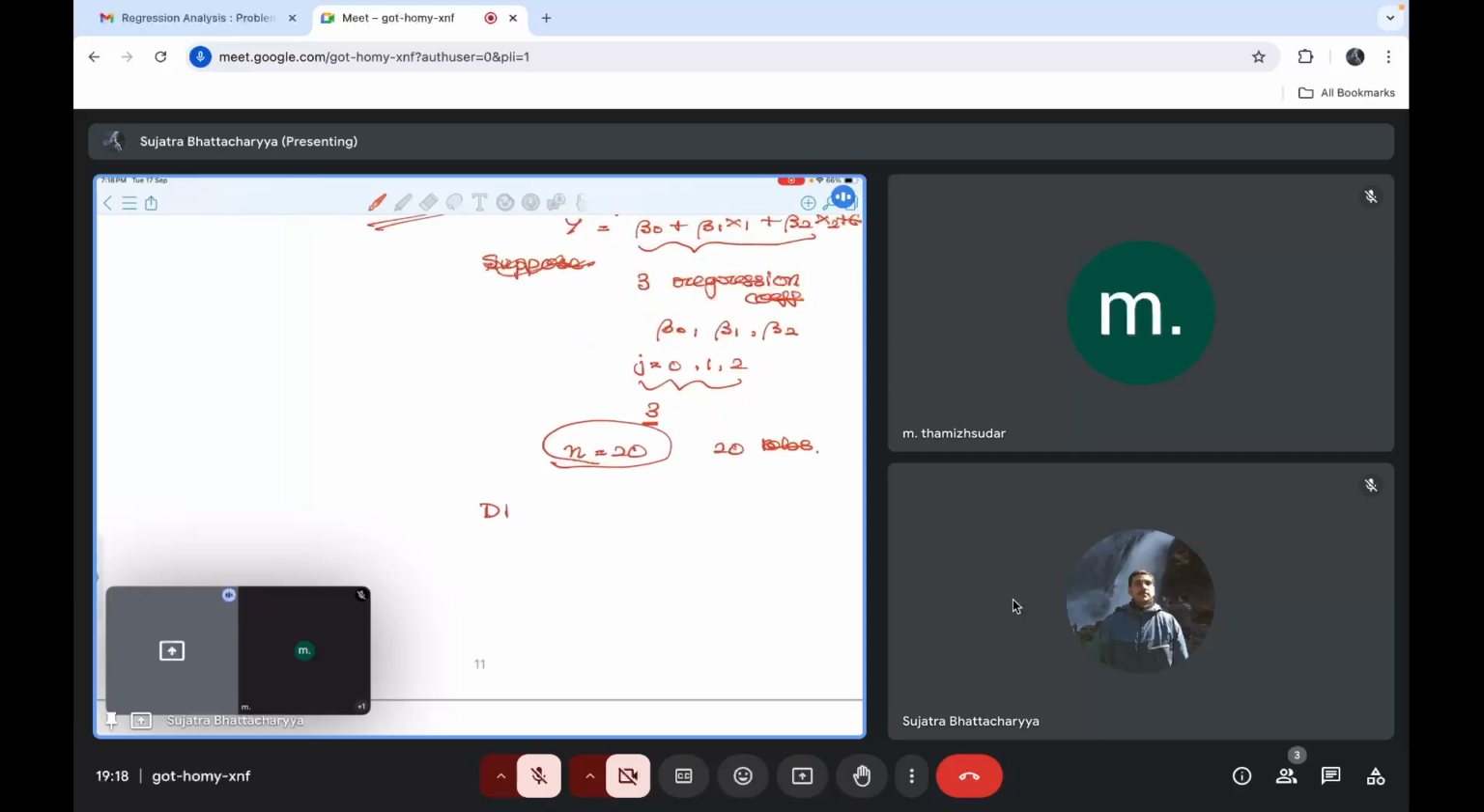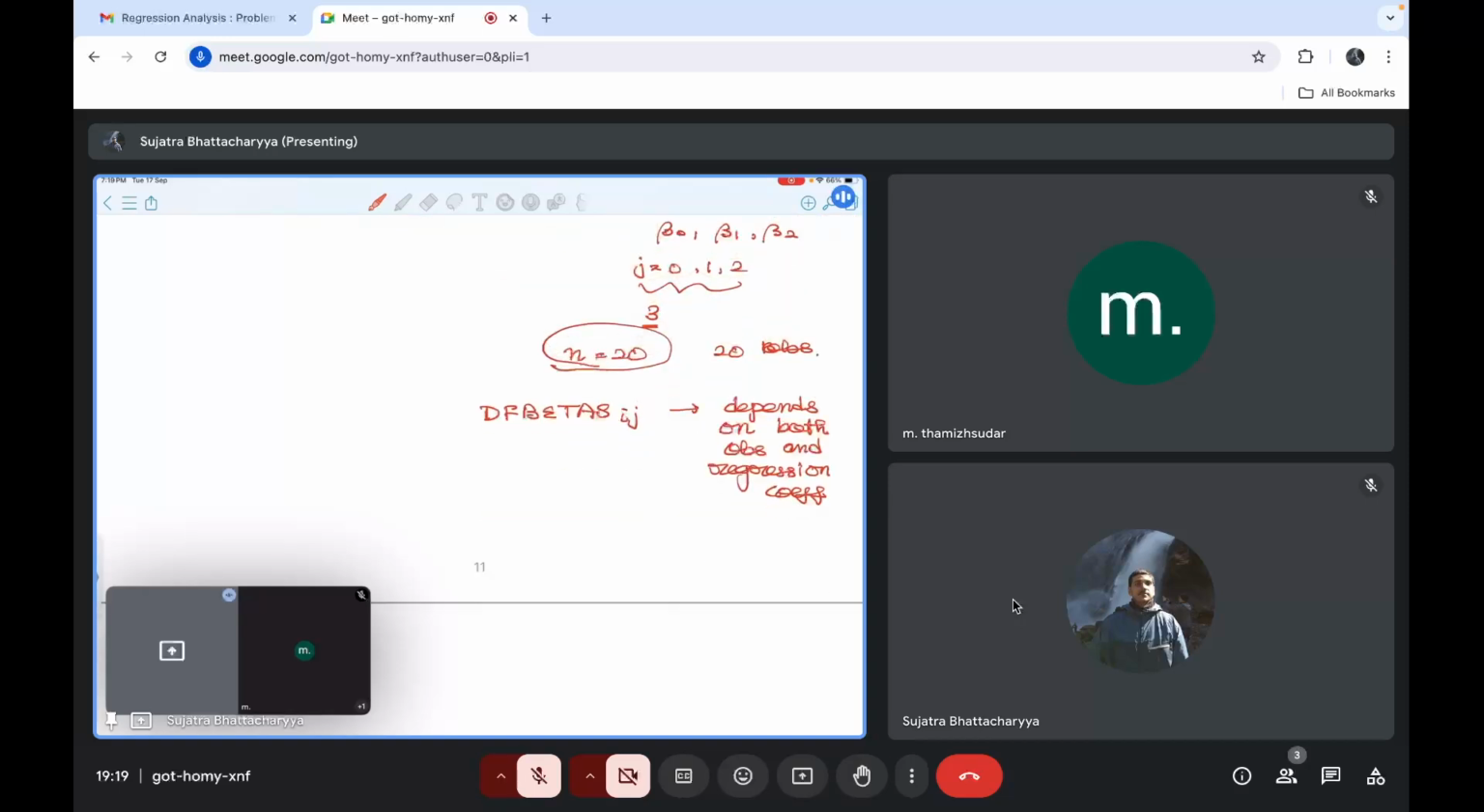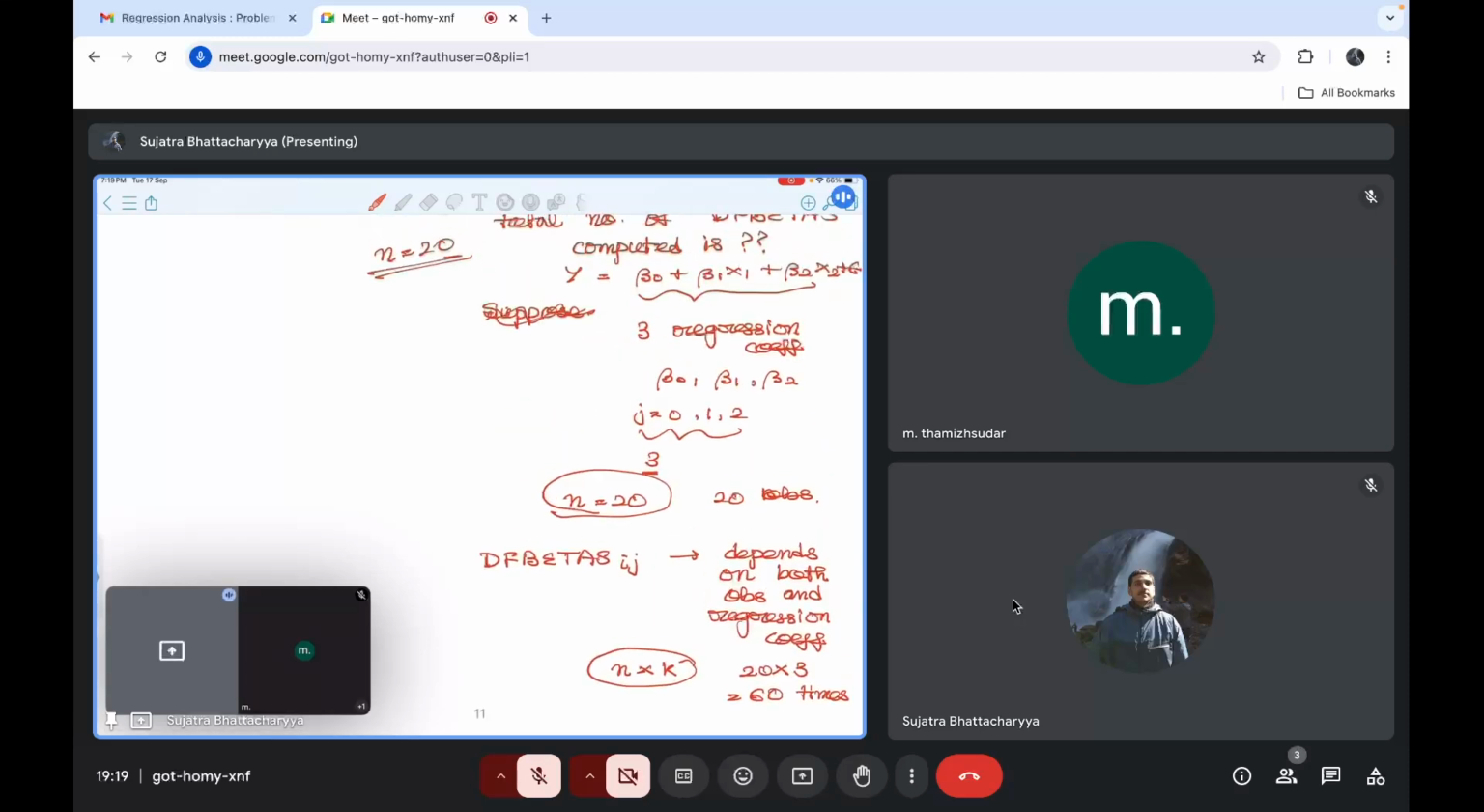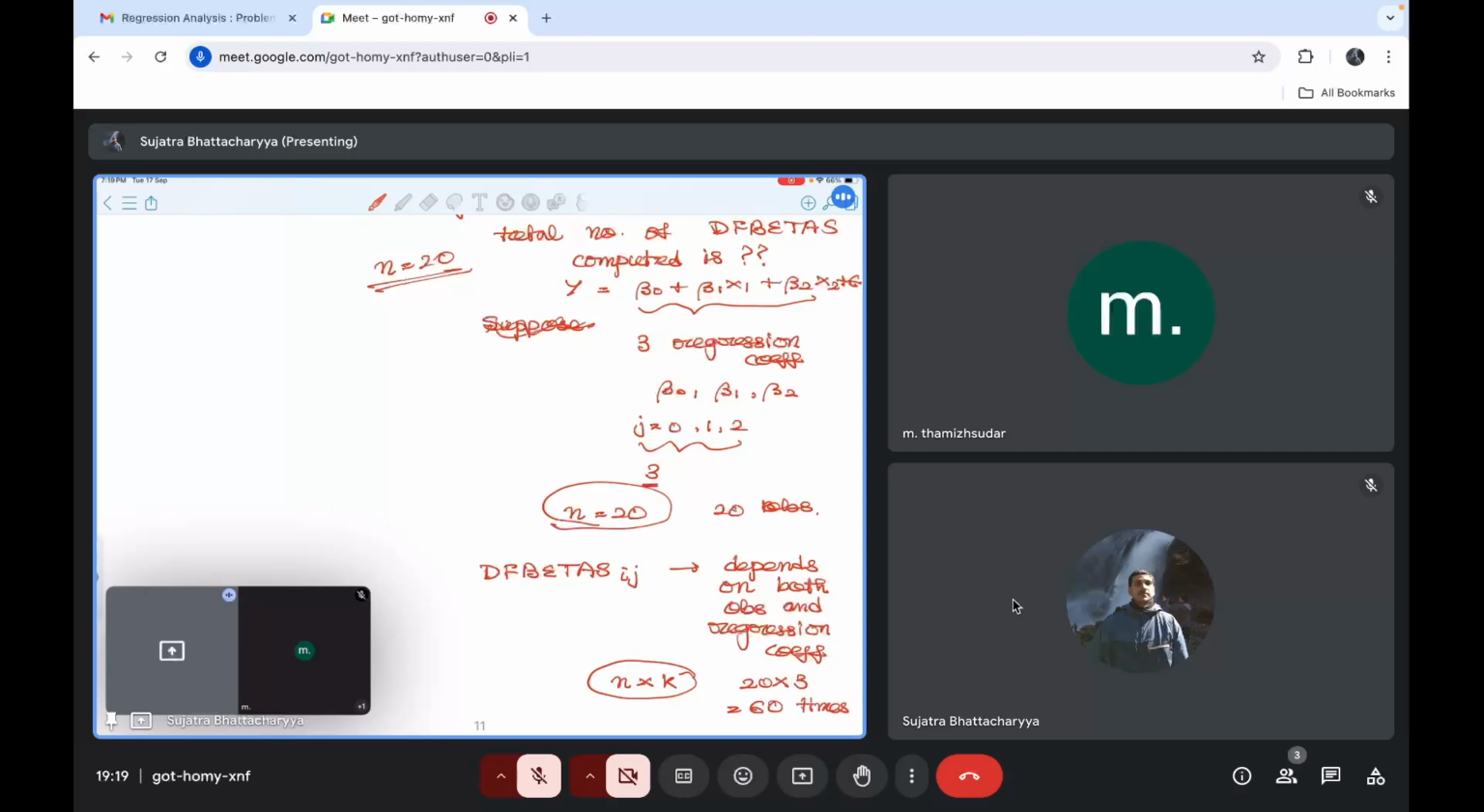Remember, these DFBETAS depend on both i and j. So they depend on both observation and regression coefficients. Correct? So if you have like this, then you will have n by k or n into k. So it will be 20 into 3, that is 60 times it has to be computed. The DFBETAS has to be computed 60 times, right? So as the number of regressors increases, you have to just multiply. That many times you have to compute.